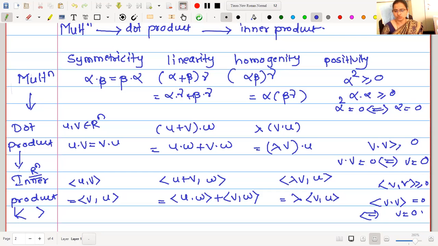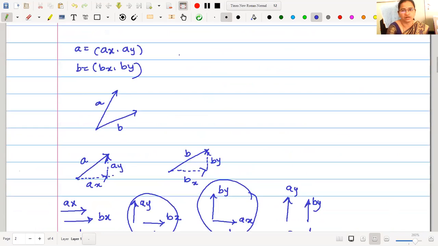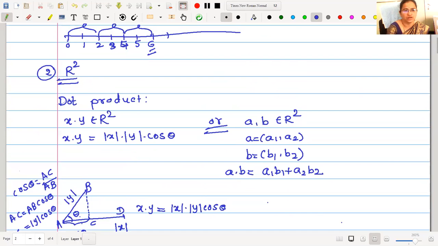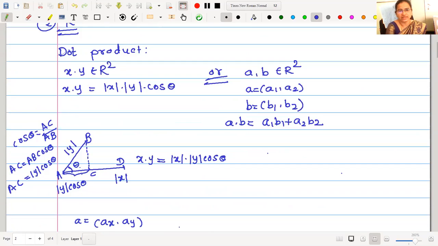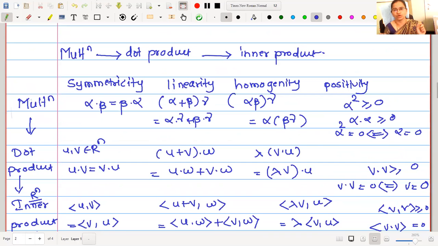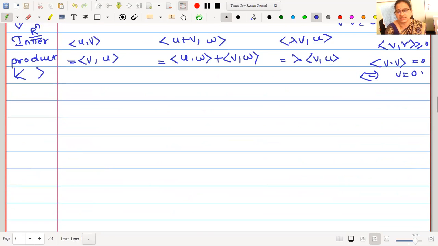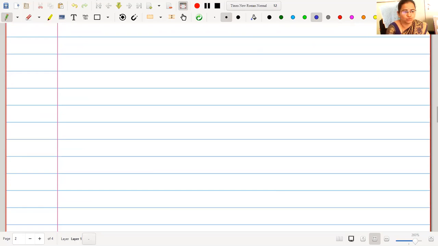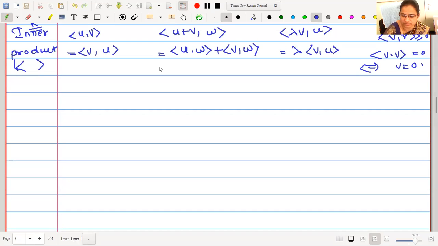I hope you have understood both definitions of the dot product that I have explained in today's lecture. That is, by definition, mod x mod y cos theta, and the piecewise definition itself. And these are the properties of the product. This is what the inner product we are going to define with the help of angle brackets, possessing the properties symmetricity, linearity, homogeneity and positivity. With this introduction, let us go on to define the inner product. So now it's time to define the inner product.